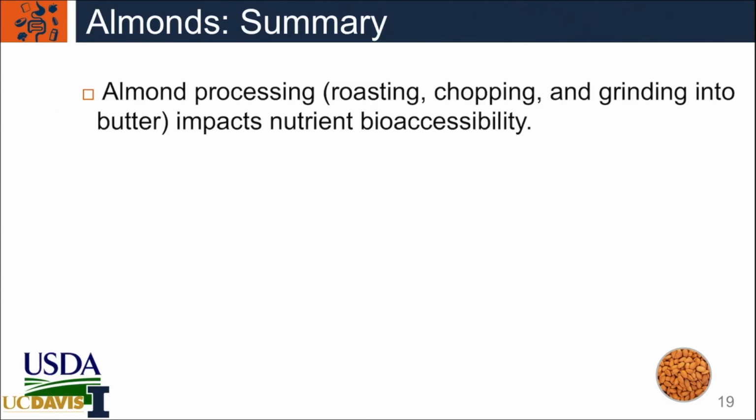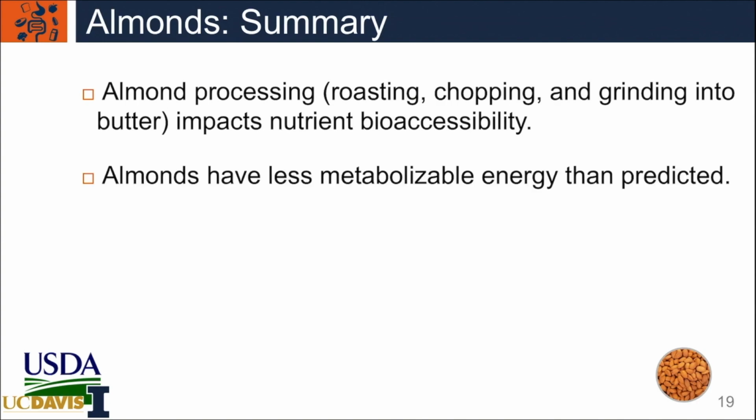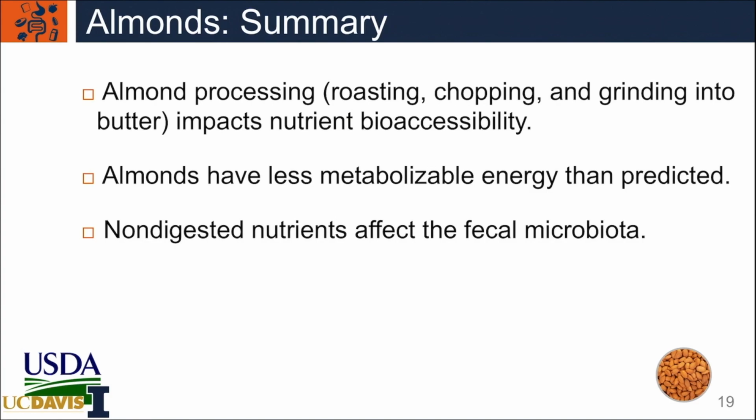In summary, almond processing impacted the nutrient bioaccessibility. Almonds had up to 25% less metabolizable energy than predicted by Atwater factors, and consumption of different forms of almonds differentially affected the human fecal microbiota.